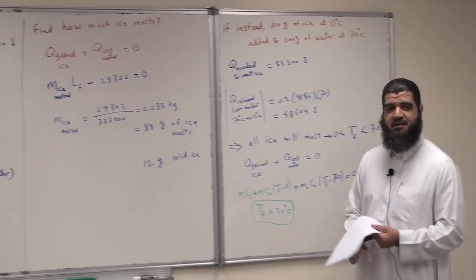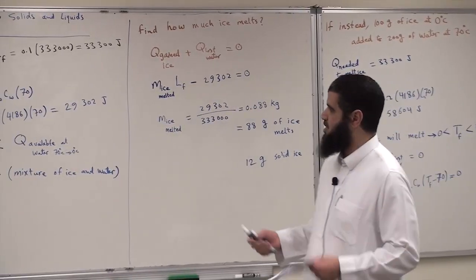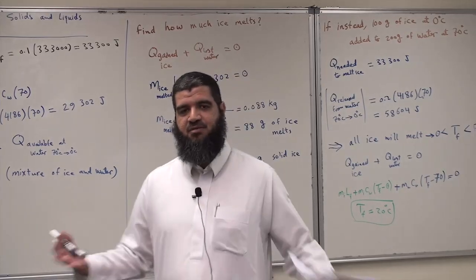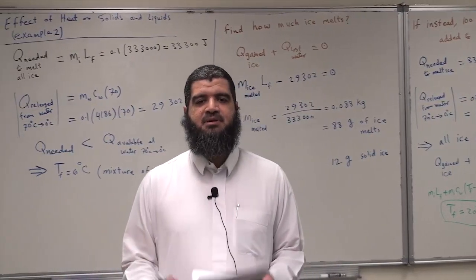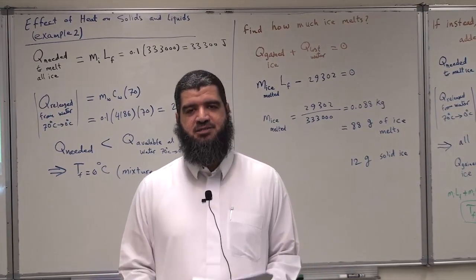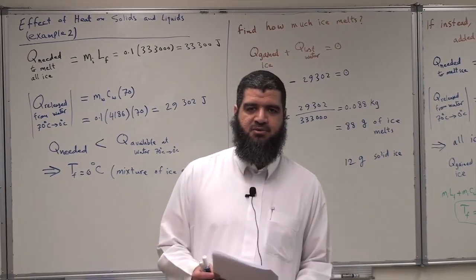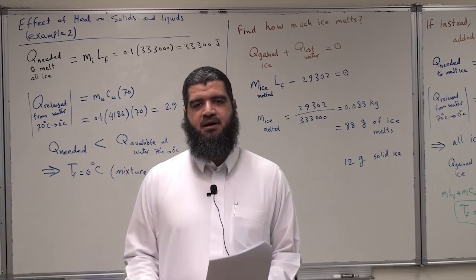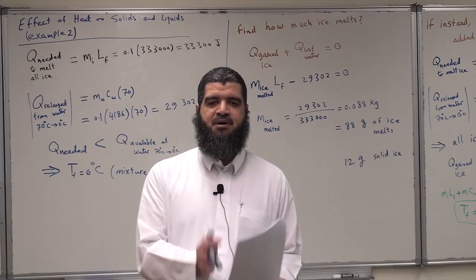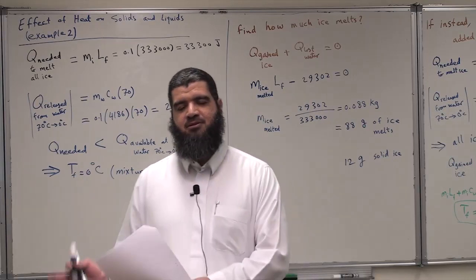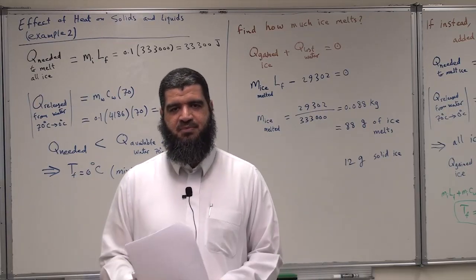In conclusion, my son, if you have such a problem where the final state of the composite is in doubt, you have to make the necessary judgment before going to the popular formula, which says heat gained by one component plus heat lost from the other component is equal to 0.